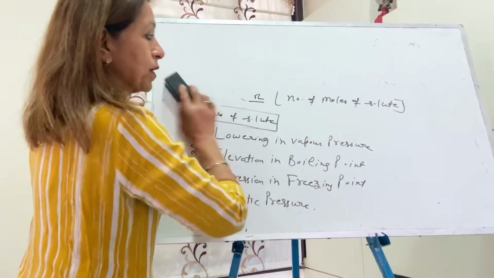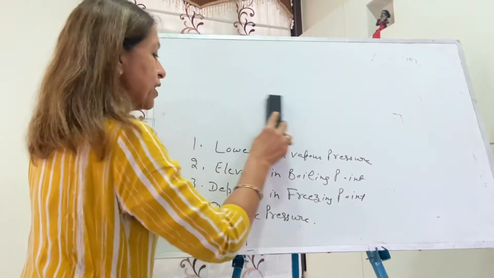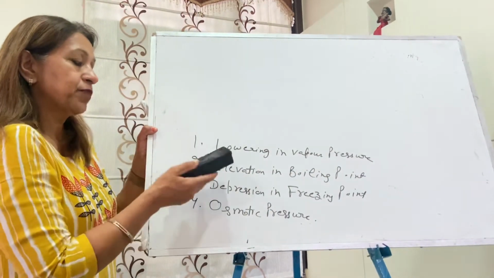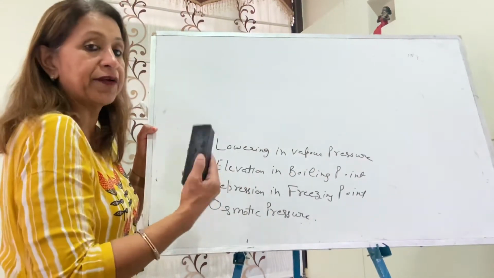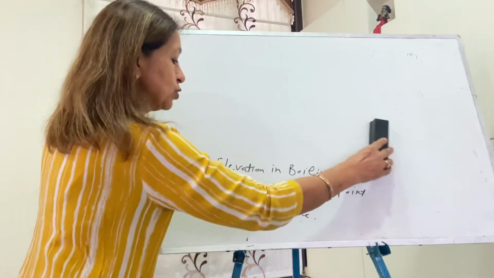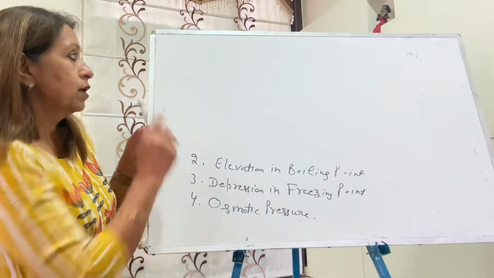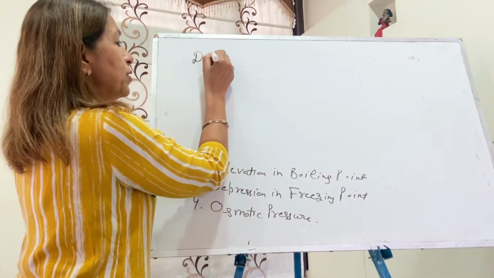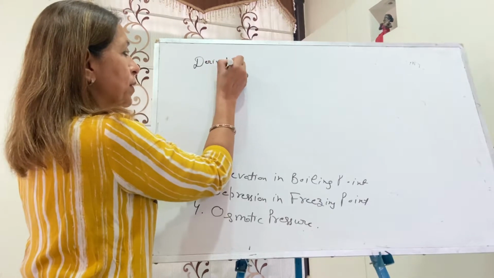Colligative properties is a topic. Write down first is lowering in vapor pressure. This is a property that we have already covered in the Raoult's law when we have taken the derivation, solute is non-volatile. Write down lowering in vapor pressure. Derivation to prove that lowering in vapor pressure is a colligative property.